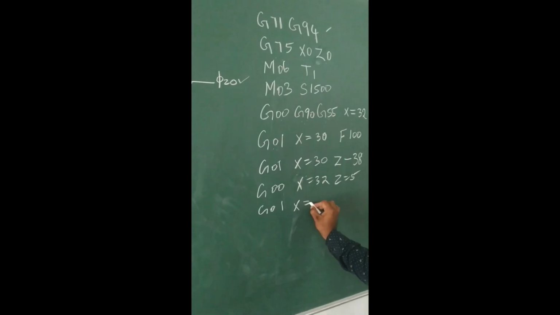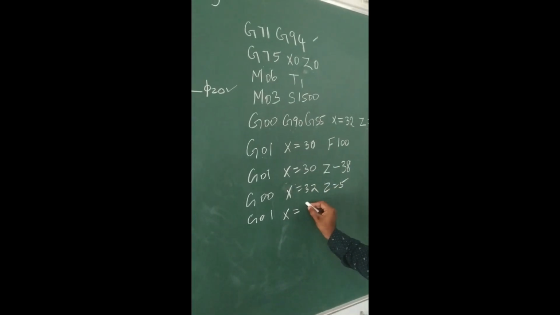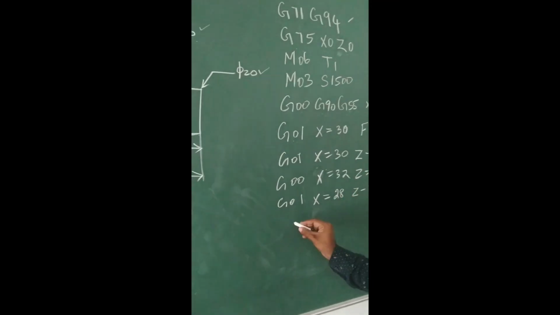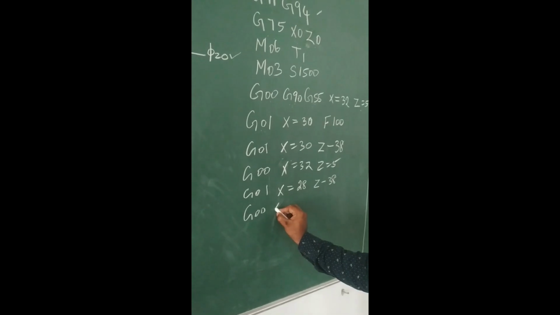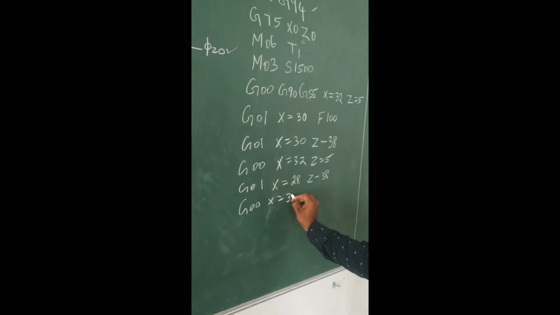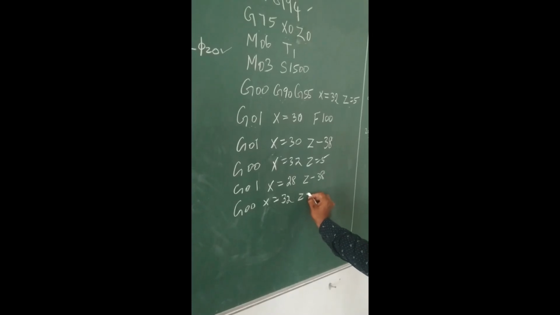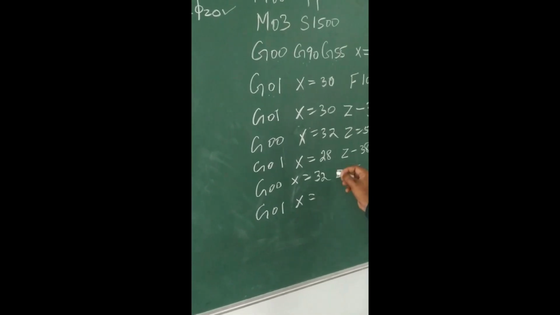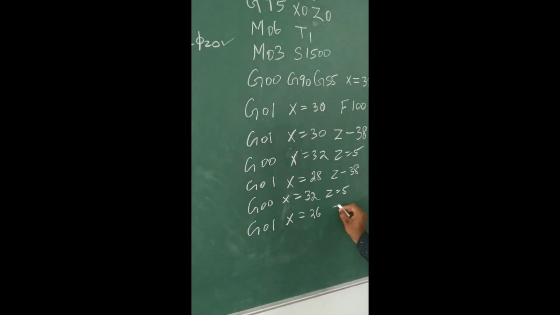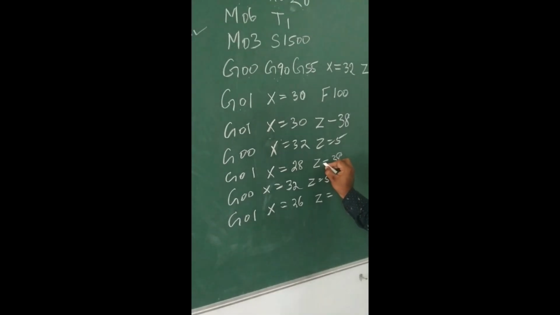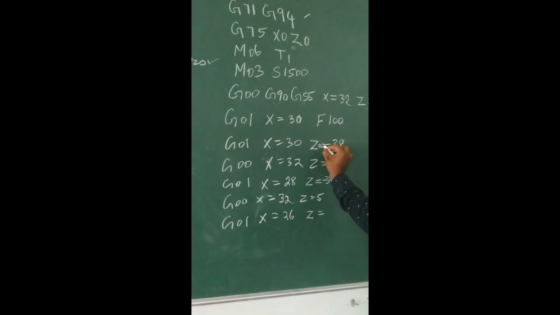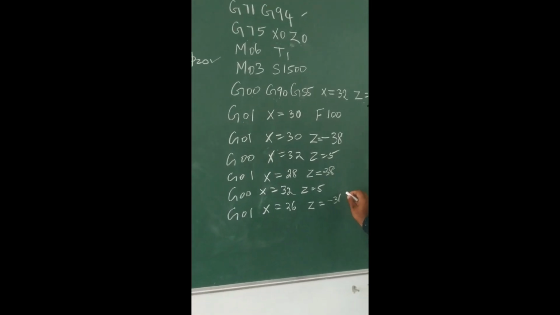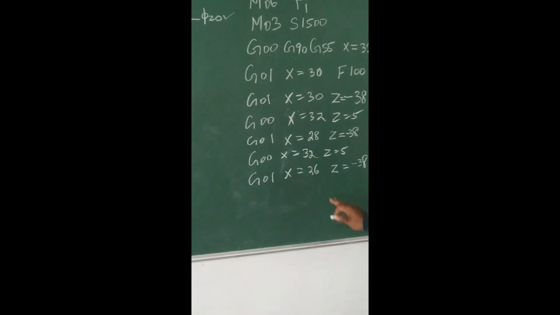G01, X is equal to, now reduce 30 to 28. X28, Z minus 38. Again go to the home position or reference point, G00, X is equal to 30, Z is equal to 5. Again G01, X is equal to 26, Z is equal to minus 38, the total distance.